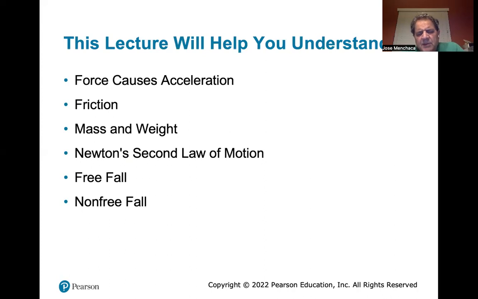We'll learn the comparison between mass and weight. Mass is an inherent property of a material. Weight is dependent on where you're located. A mass on the moon is different than a mass on the Earth because the gravitational acceleration of the moon is different than the gravitational acceleration on the Earth. And we'll learn about Newton's second law of motion. Force equals mass times acceleration. That's what it's going to come down to. Just a little preview, we'll talk about free fall and non-free fall.